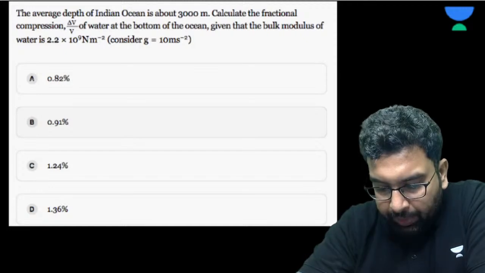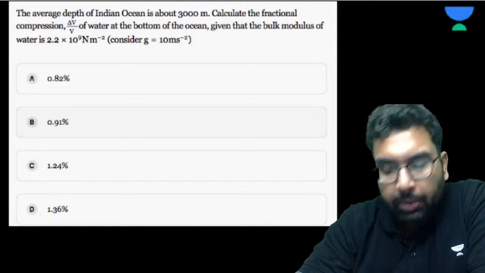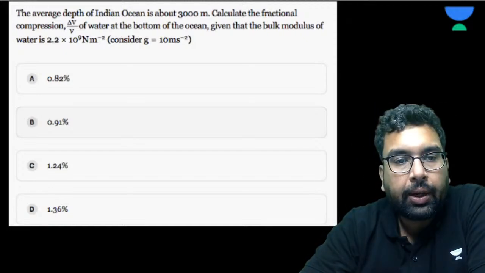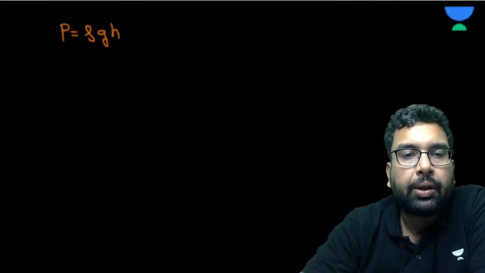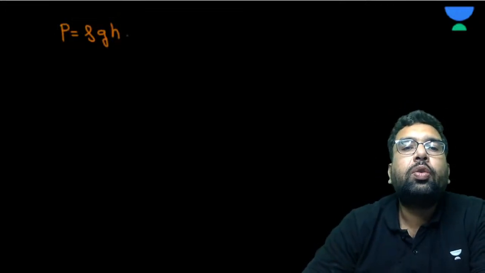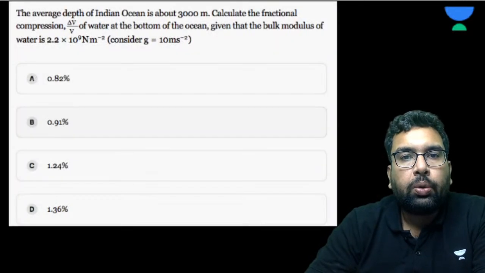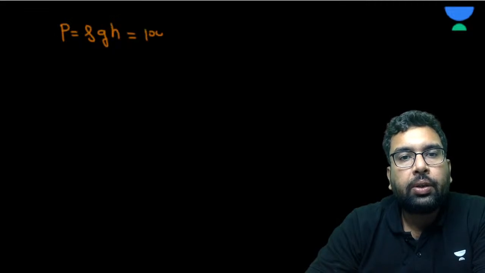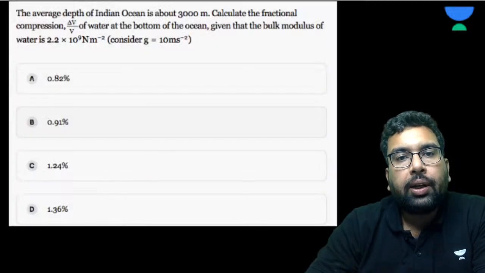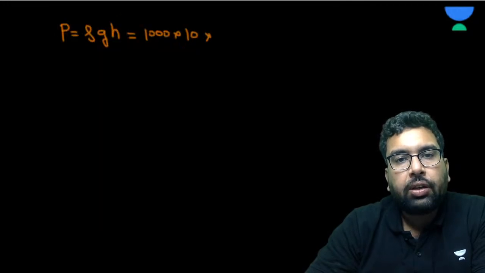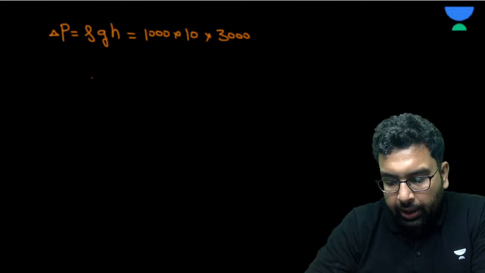They are asking in percentage, so you need to multiply by 100. You'll get 1.36%. P is equal to rho g h, from the hydrostatic law. Rho of water, they haven't given anything, so you can consider 1000. g you can consider 10, and h is 3000. So P you have, and this is delta P basically.